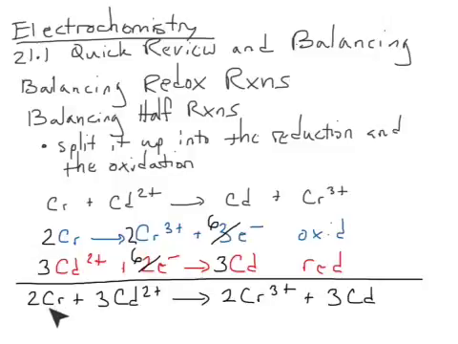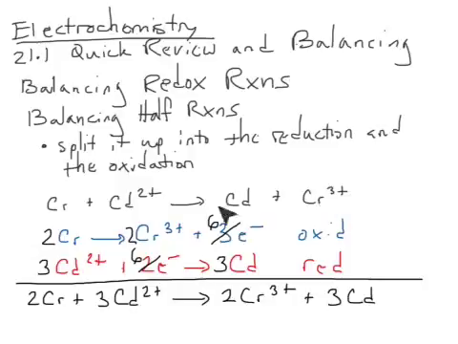We see that atoms are still balanced, 2 chromium, 3 cadmium, 3 cadmium. And charge is now balanced as well. This is neutral, so who cares? 3 times a positive 2, that's like a positive 6. Over here, 2 times 3, charge, that's like a positive 6 as well, and neutral, so that's like nothing. So the charges are balanced on both sides as well, and this would be a balanced redox reaction.